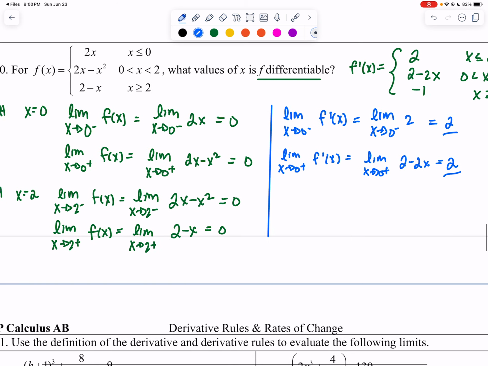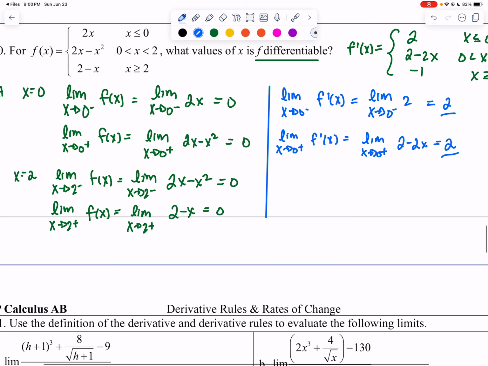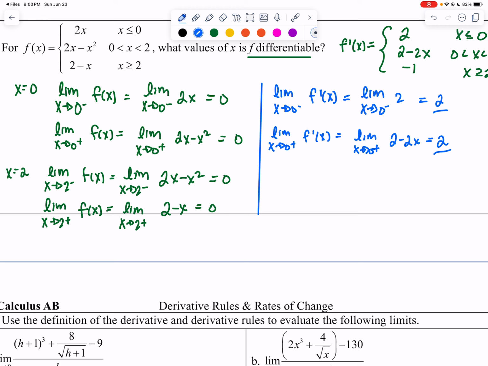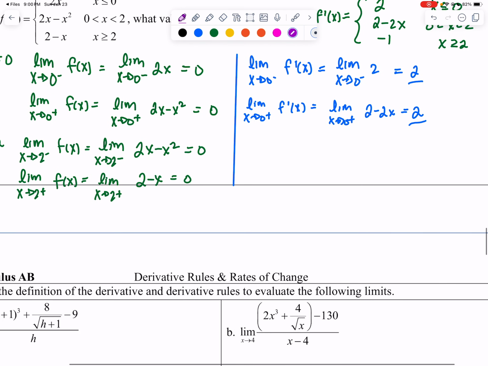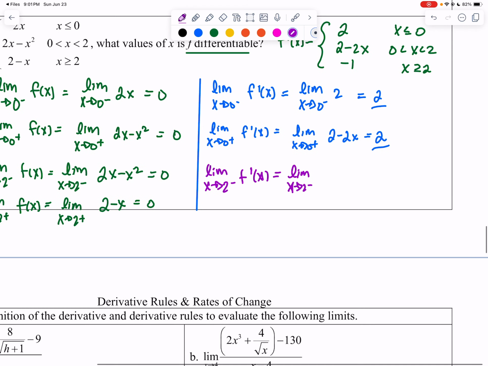So now I got to look at x is equal to 2 and do the same thing and see if it's differentiable everywhere or it's differentiable everywhere except at x is equal to 2. So I have the limit as x approaches 2 from the left of my derivative, and that right there is going to be 2 minus 2x. If I were to plug in 2 from the left, that's going to give me negative 2.